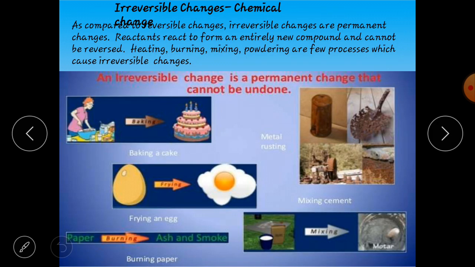Coming to irreversible changes. As compared to the reversible changes, the irreversible changes are permanent changes. Reactants react to form an entirely new compound and cannot be reversed. Some examples are heating, burning, mixing, powdering are the irreversible changes.